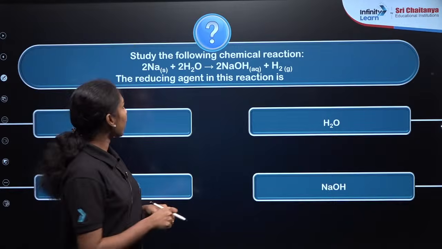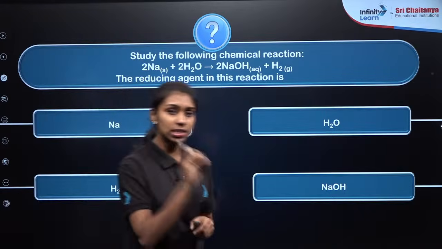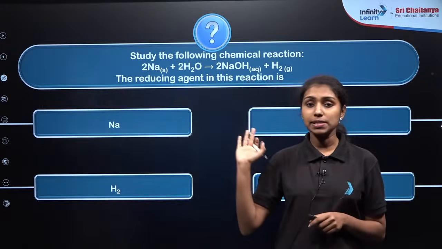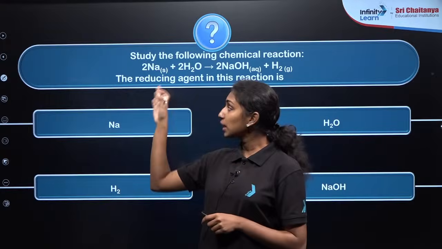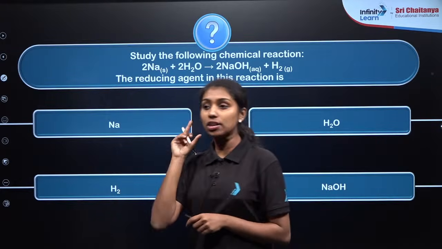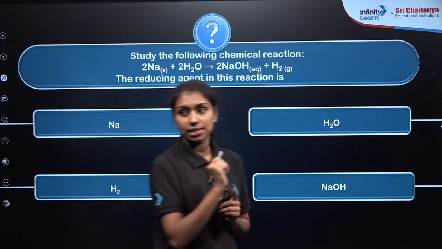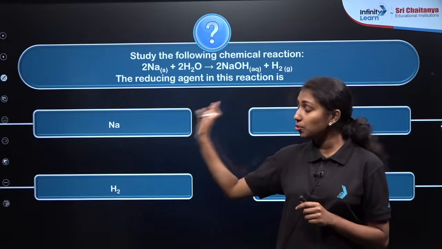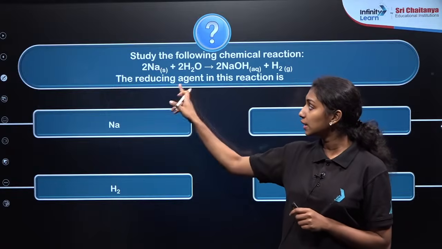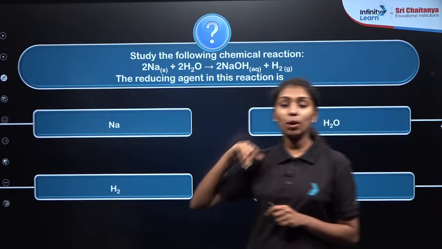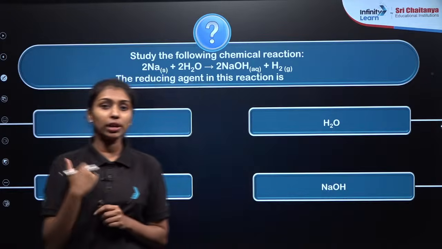So this is a redox reaction, right? In the case of a redox reaction, both oxidation and reduction happen. In terms of oxidation state, we can say that oxidation is a type of reaction in which the oxidation number or oxidation state increases, right? So for this particular reaction, you need to identify the oxidation state of each of the reactants and products given here. Now identify which one is undergoing reduction and which one is undergoing oxidation.